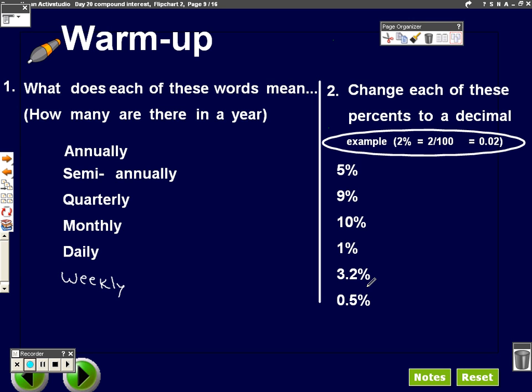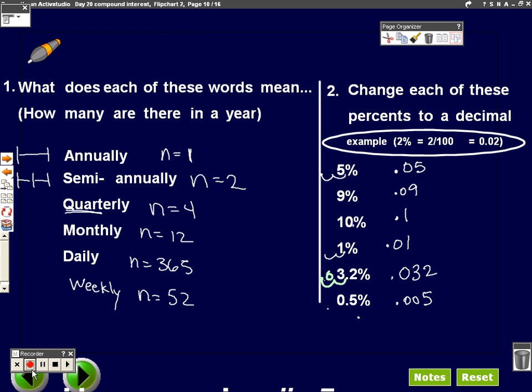So please practice those. Hit pause right now and fill this out. Don't cheat. Hit pause. And this is what you got. Thank you for pausing, all you honest, wonderful students of mine.